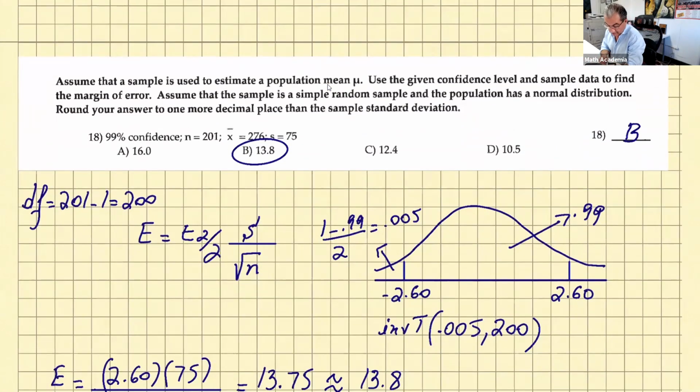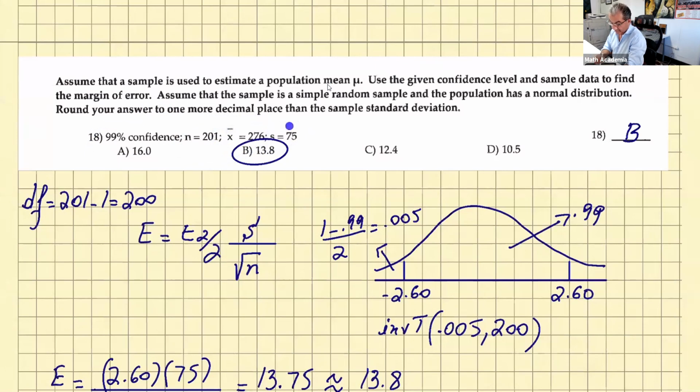Number 18, assume that sample is used to estimate population means. Use the given confidence level and the sample data to find the margin of error. Assume that the sample is a simple random sample and the population has normal distribution. Again, these are the requirements and the problem gives you already. Round your answer to one more decimal place than the sample standard deviation. So, 99% confidence level, n is 201, x bar is 276, and s is 75.